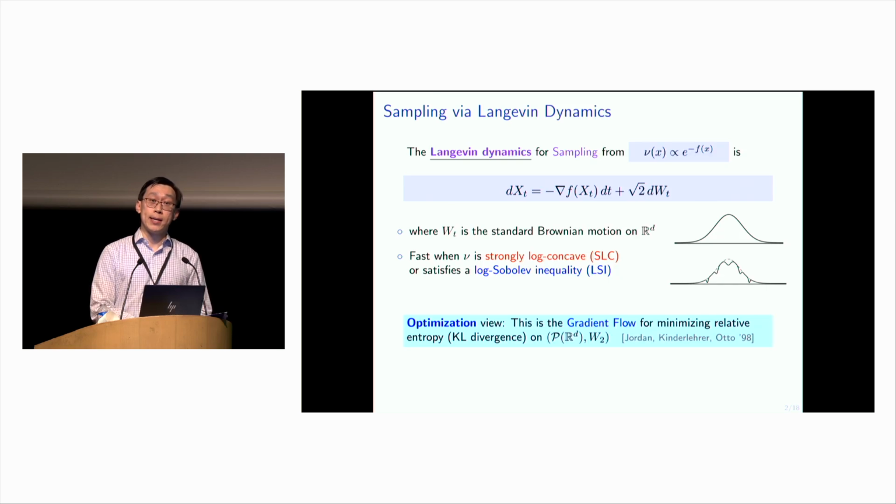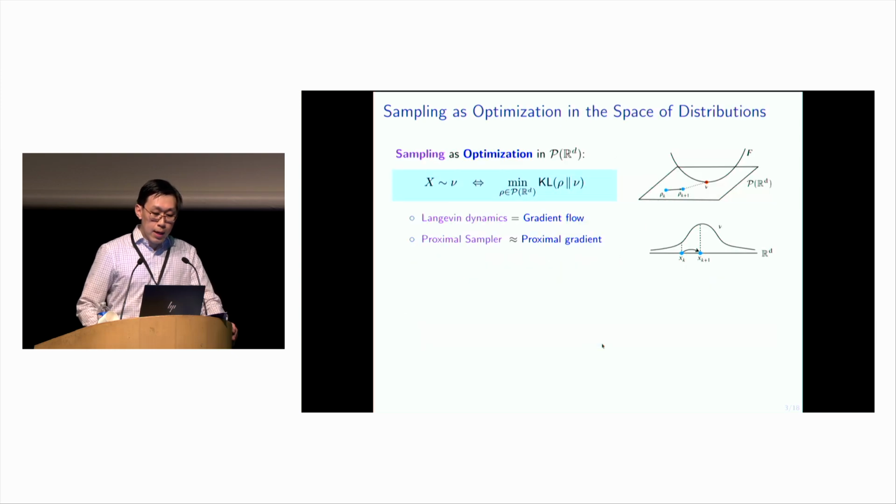gradient flow to minimize KL divergence or relative entropy in the space of distributions with respect to the W2 metric. So in this perspective of sampling as optimization, to draw a sample from some target distribution nu is equivalent to minimizing some objective function, say KL divergence, which is minimized at that target distribution. So in this view, Langevin dynamics that we study is the gradient flow to minimize this objective function, and the proximal sampler, the algorithm, is approximately the proximal gradient method of discretizing the gradient flow.